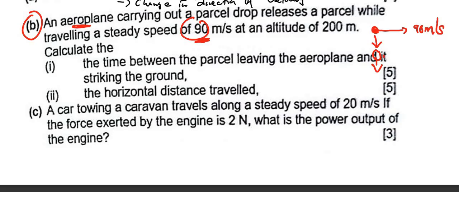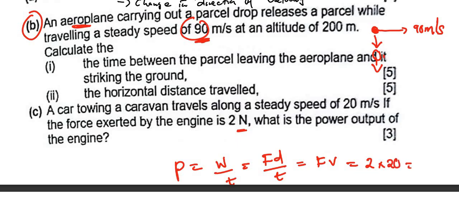Then number C: a car towing a caravan travels along at a steady speed of this. If the force exerted on the engine is 2, what is the power output? We know what power is. Power is equal to work done over time. Work is simply force times distance, over time. The force has been given. Distance over time is the same as velocity, right? So this is just force, which is 2 times 20, which is going to be 40. They're asking for power, right? Power is measured in watts. So this is going to be 40 watts.